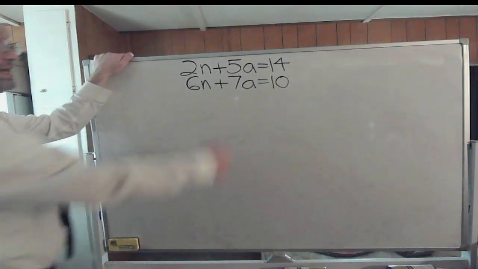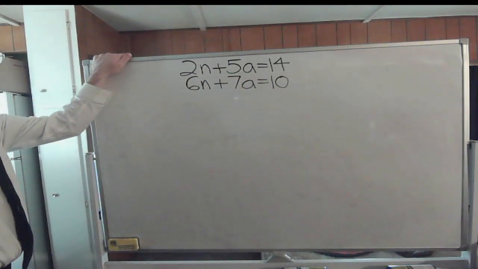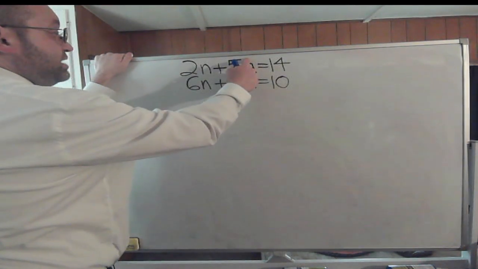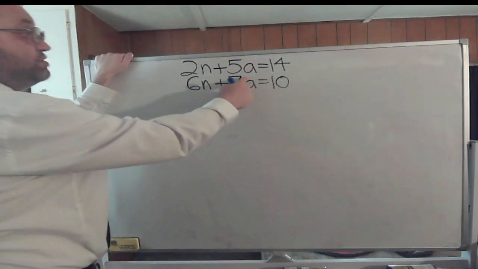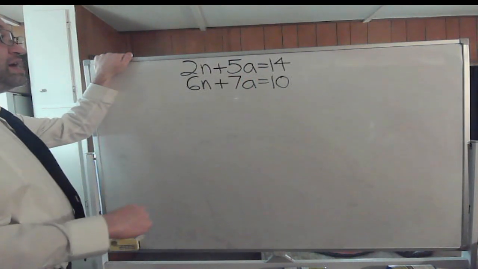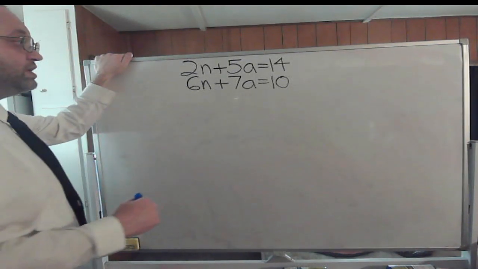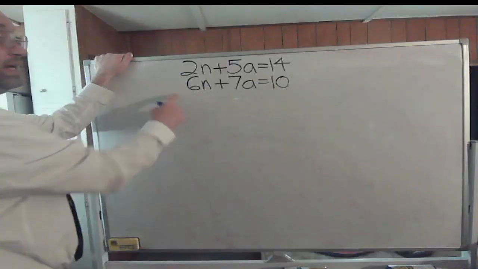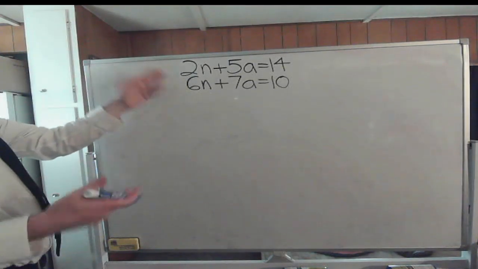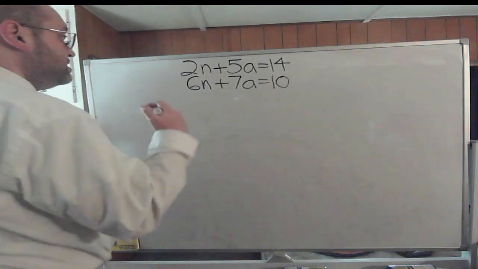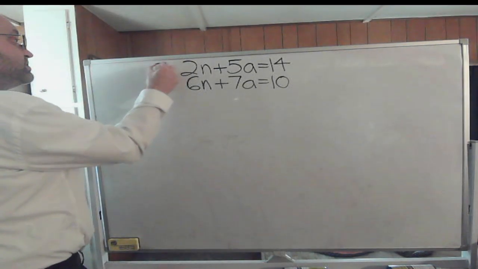Now, if you want to make your a coefficient the same to try to eliminate it, you'll have to multiply the first equation by 7 and then the second equation by 5, and then you'll get 35a for both. I don't think you want to do that. Wouldn't it just be much easier to take the first equation, multiply it by 3, and then you get 6n in the first equation, and then you can eliminate n temporarily?